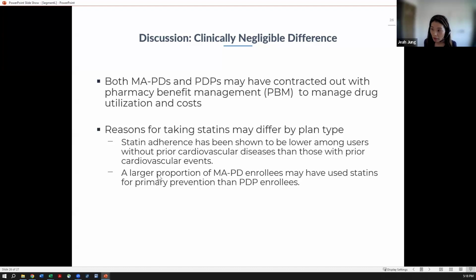We didn't have A and B data, so we couldn't really narrow down our sample to those who have cardiovascular disease. One possibility, using only PDE data, one way you can check this is selecting beneficiaries who also took beta blockers or some other types of cardiovascular condition related medications. You could have done that, but we didn't do this in this study.